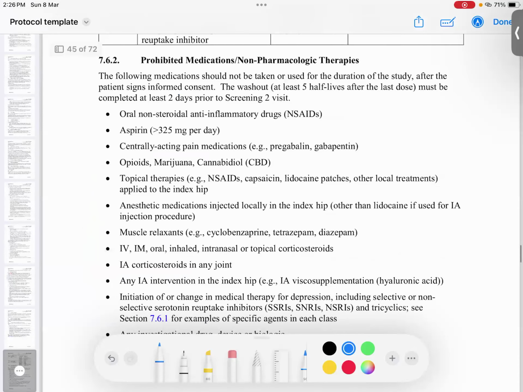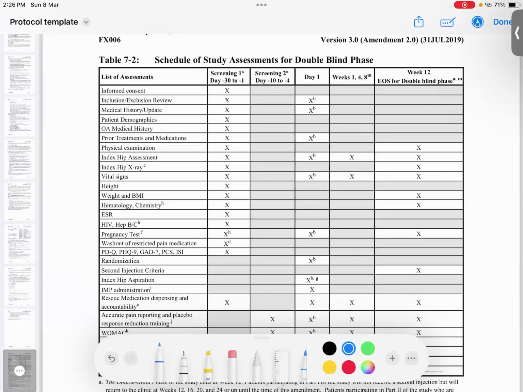Okay, this is the second most important diagram, table, or figure, which one should pay attention to. If you do not have any time and you wanted to understand a protocol, first, figure 1, flow chart, read that. Second, come here, schedule of study assessment. This will tell you on what day, what will happen. And if you are CRC, you should take a printout of this and paste on your desktop.